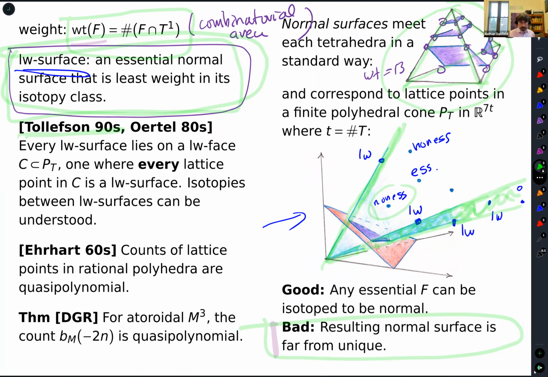What this is saying is that we have this polyhedral cone. Of course, this is very high dimension, R to the 7T, where T is the number of tetrahedra. Maybe T is 1,000, so it's a polyhedron in 7,000 dimensional space. It has a huge number of faces, a gigantically complicated thing. But the lattice points that we want to count are actually local. They're just in certain faces, the special ones I'll call the least weight faces. And every lattice point in one of those faces is something we want to count.